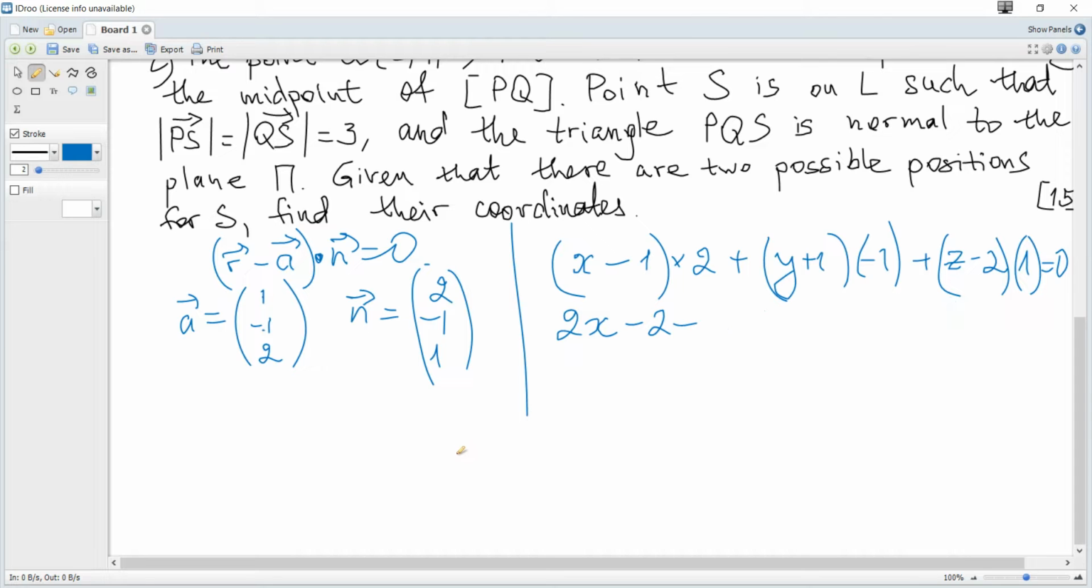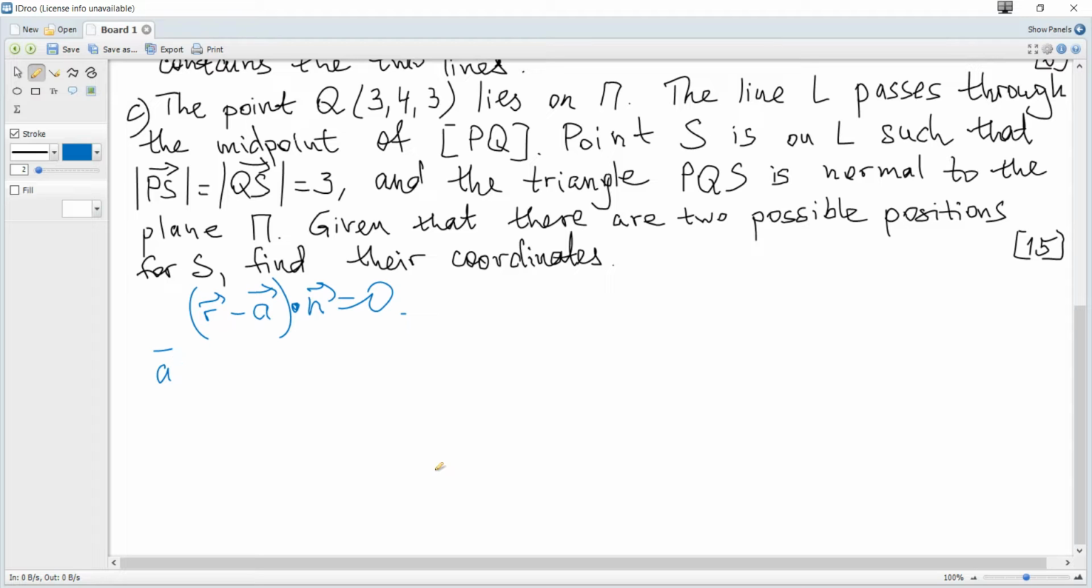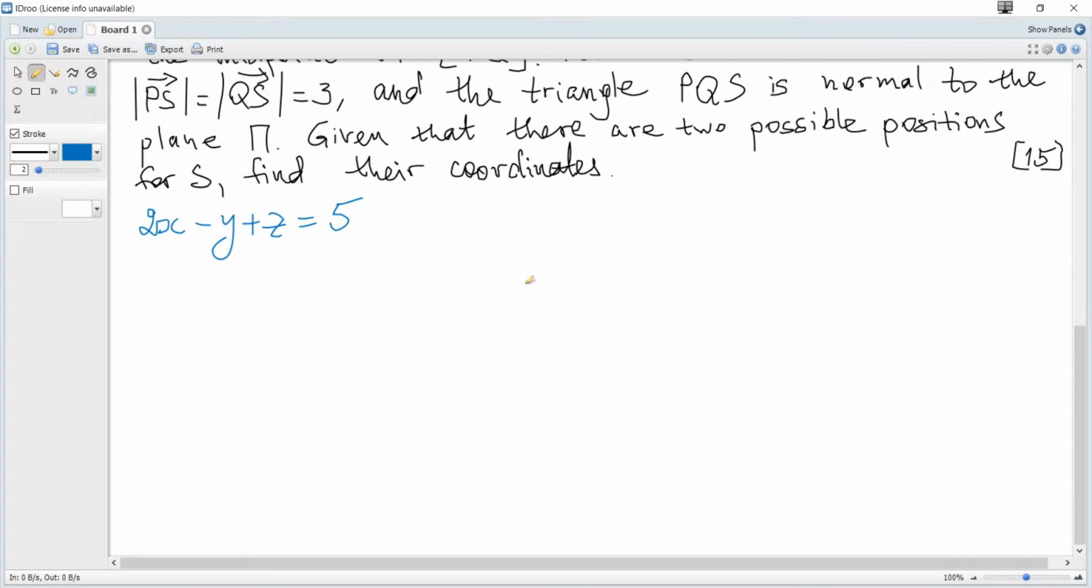let's delete it, and the next question. The point Q lies on pi. So let's rewrite, it becomes 2x minus y plus z is 5. And the line L passes through the midpoint of PQ. Point S is on L, such that PS is QS is 3, and the triangle PQS is normal to the plane pi. It means perpendicular. Given that there are two possible positions for S, find their coordinates.